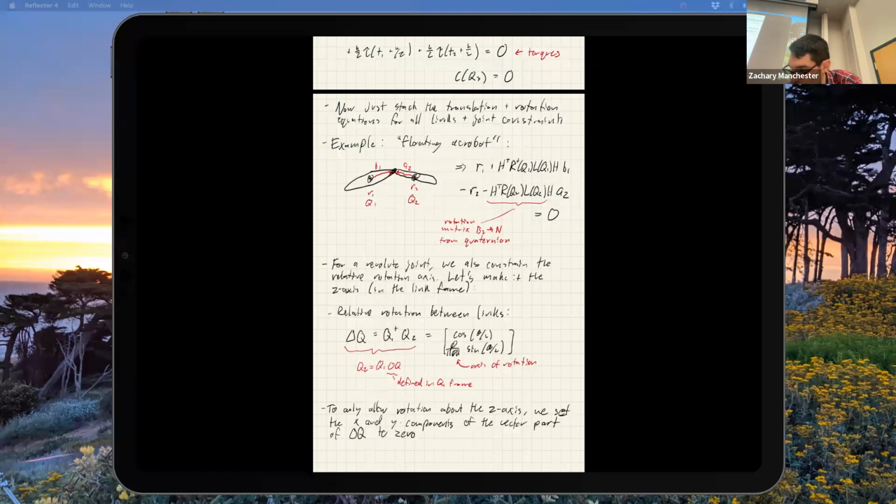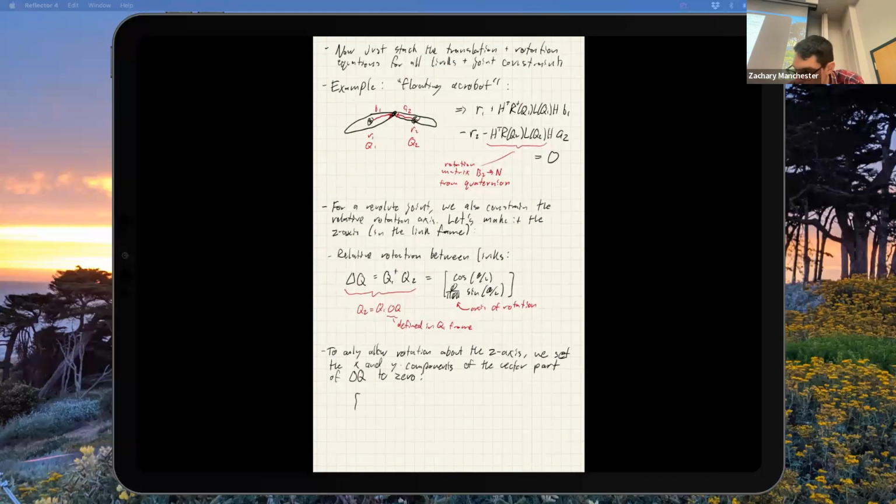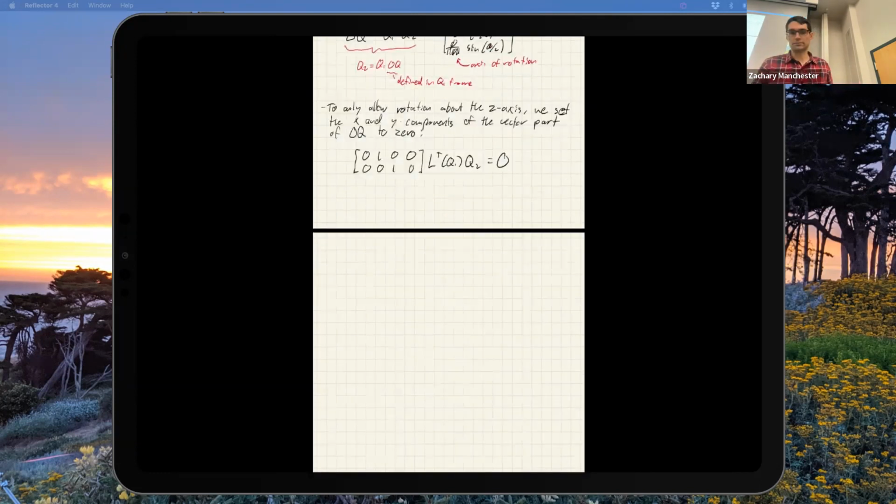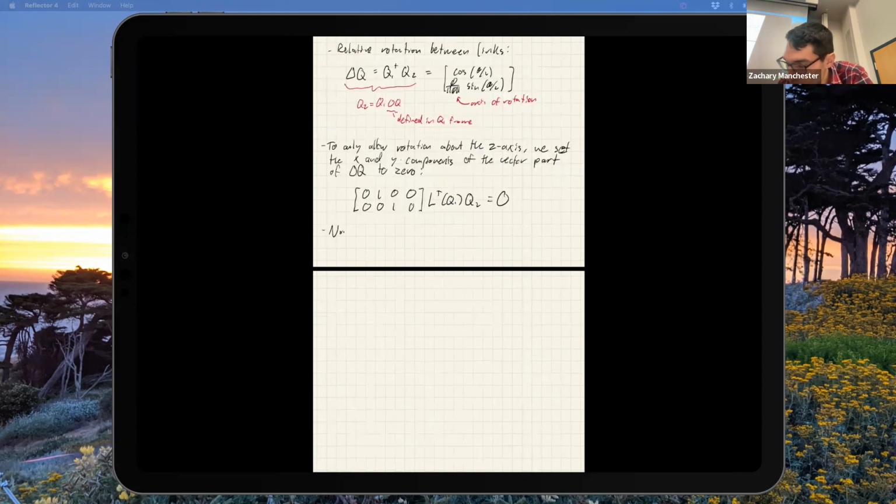Okay, so that's what we're doing. The vector part of Q. We just get this little Jacobian here that's going to pick out the X and Y components of the vector part. And here's the delta rotation in matrix notation. There you go, so there's your constraint. Now you just stack everything up and solve with Newton.